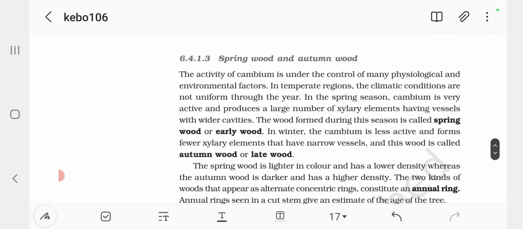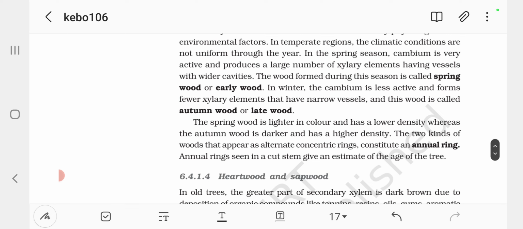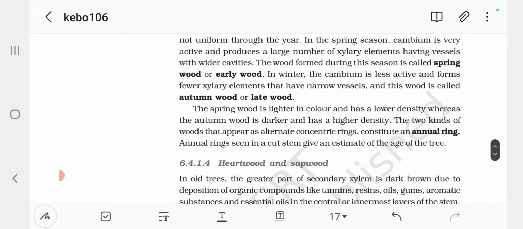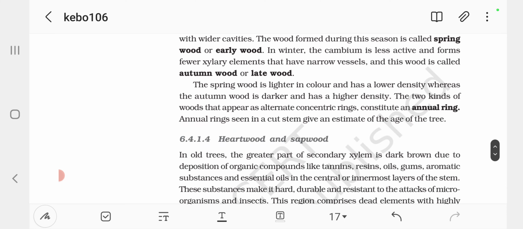6.4.1.3 Springwood and autumnwood. The activity of cambium is under the control of many physiological and environmental factors. In temperate regions, the climatic conditions are not uniform throughout the year. In the spring season, cambium is very active and produces a large number of xylary elements having vessels with wider cavities. The wood formed during this season is called spring wood or early wood. In winter, the cambium is less active and forms few xylary elements that have narrow vessels, and this wood is called autumn wood or late wood.